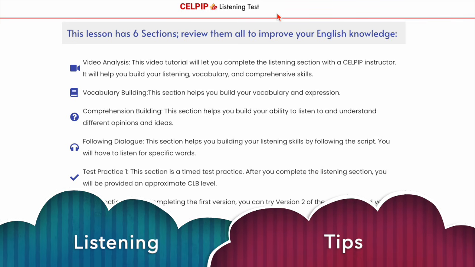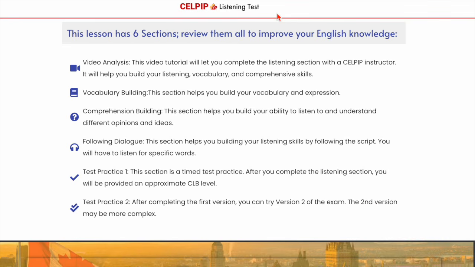Before we get started with that, I do want to give you some excellent listening tips. Some of the tips that I feel are great for lower levels and higher levels. We can both learn and focus on our listening more by following these tips.